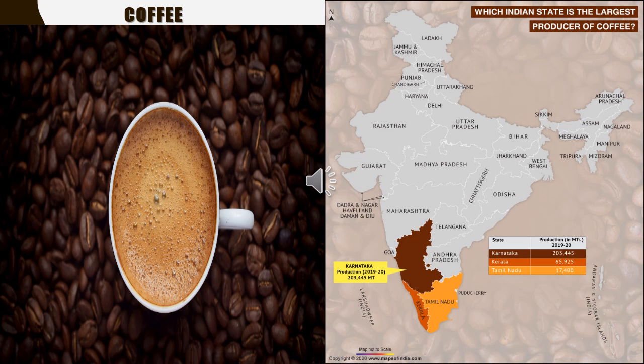India is the seventh largest producer of coffee globally. In tea, India stands second, but in coffee, India stands in seventh position. In India, Karnataka is the leading producer of coffee. Almost 71% of coffee comes from Karnataka, and in the world, 2.5% of the contribution is from Karnataka state.